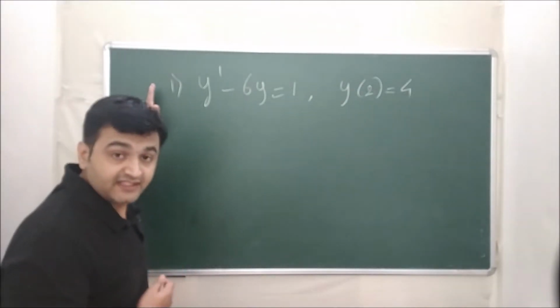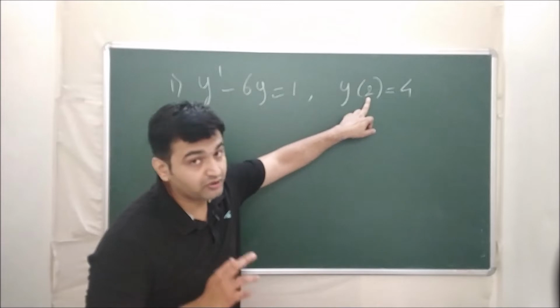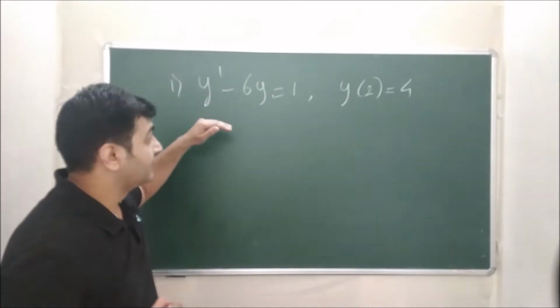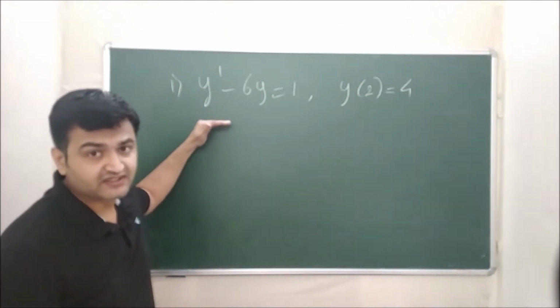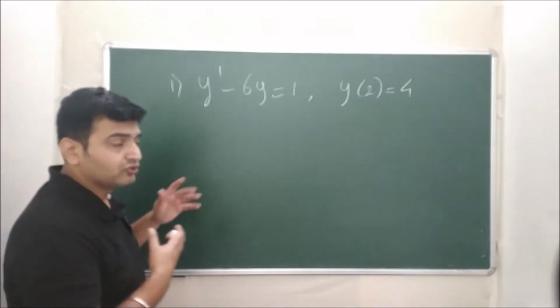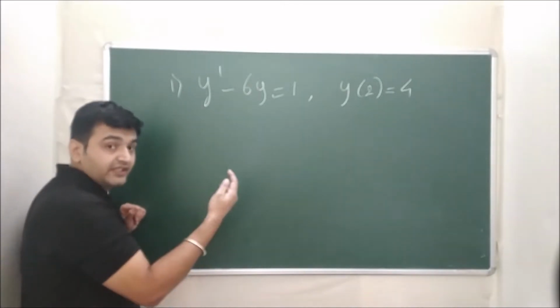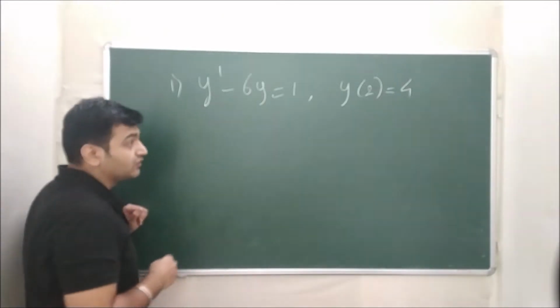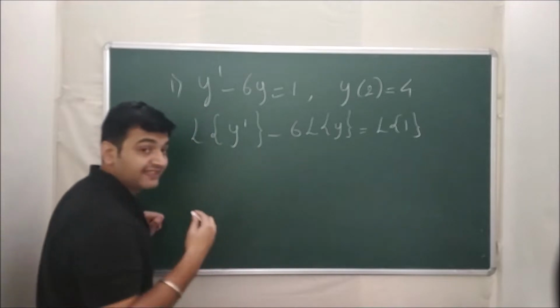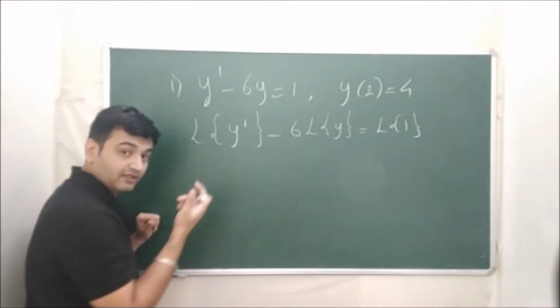Now consider this initial value problem. Here the initial condition is given at 2, not at 0. So let's see how you can solve this using Laplace transform. Well, you can easily solve this using the variable separable method, but I want to tell you how to solve this using the Laplace transform method. So what is the first thing you do? You apply Laplace on both sides. So what do you get? Since Laplace is linear in nature, this L will go inside and this minus 6 will come outside.